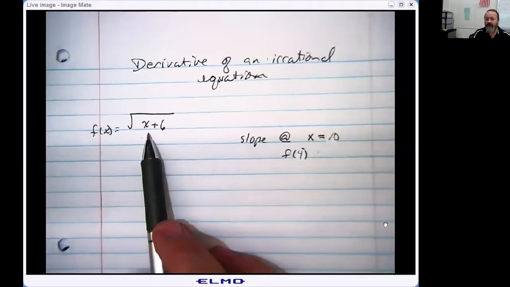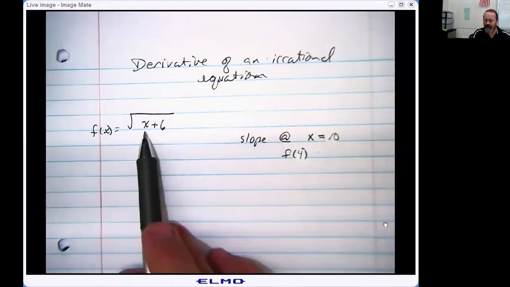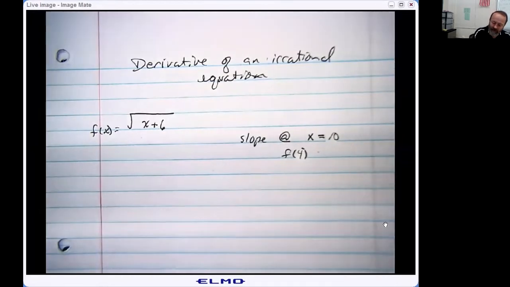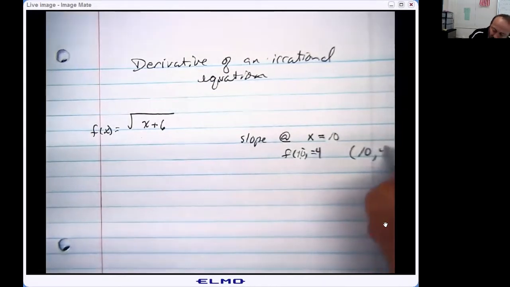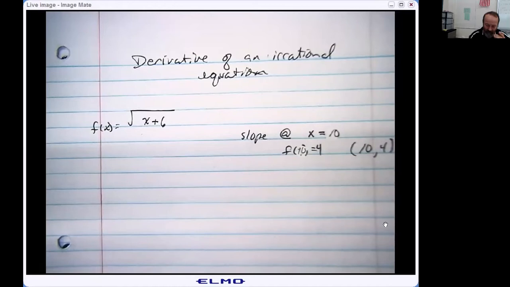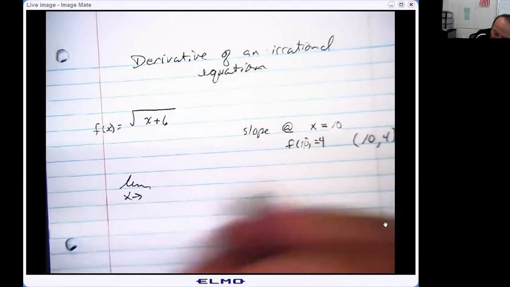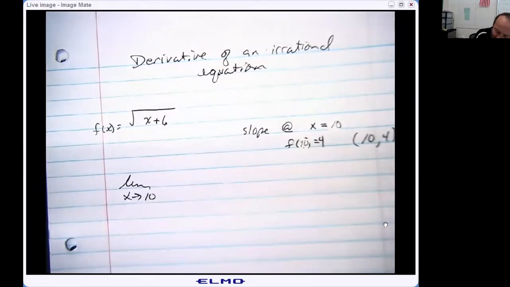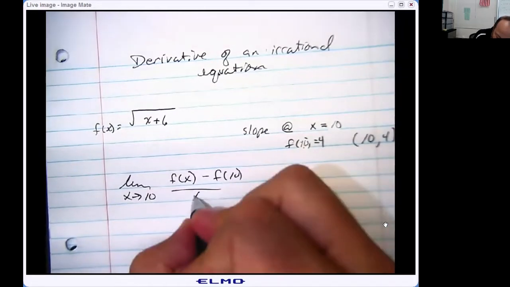So suppose that I had a simple equation, f of x is the square root of x plus 6, and I kind of picked this on purpose. At x equals 10, some random value. If I plugged in x is 10, I think we get the answer of 4, right? So that means somewhere out on the graph at 10, I would like to know what is the slope at 10 comma 4. Now, according to that alternate definition of derivative, I would take the limit as x approaches 10 of f of x minus f of 10 all over x minus 10.